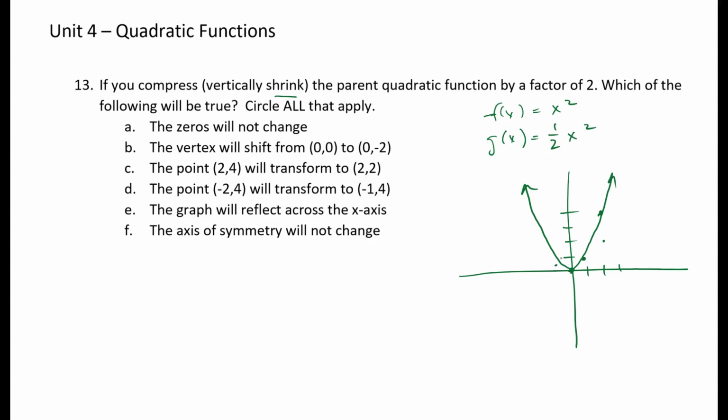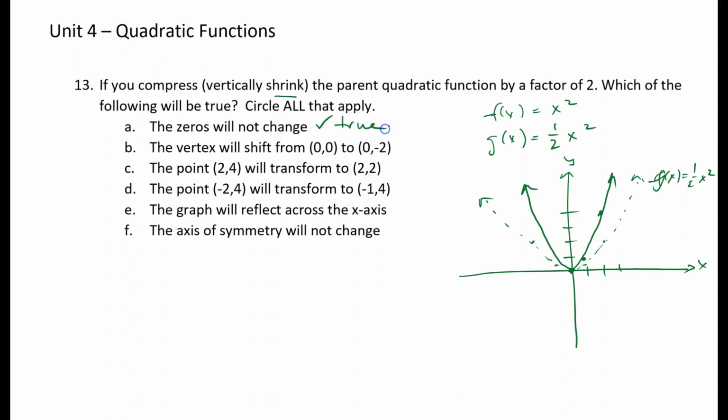1 divided by 2 is a half. 4 divided by 2 is 2. So this second one here will be g of x equals 1/2 x squared. Alright, so let's think about what's going on here. Zeros will not change. Well, both of these graphs are intersecting the x-axis at the point 0, 0. So the zeros will not change.